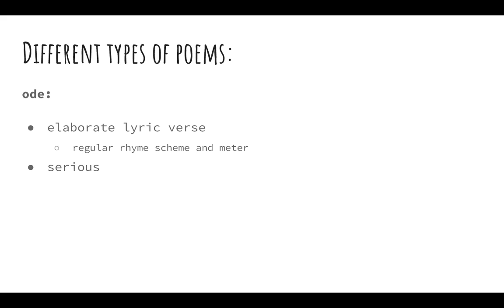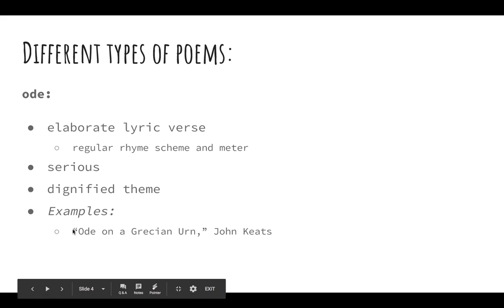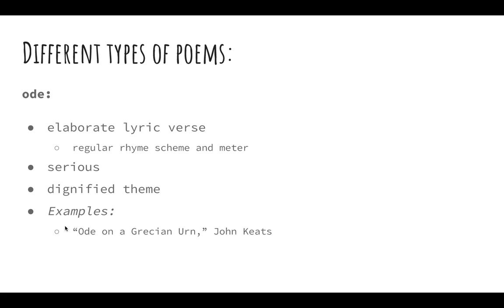Odes are often about serious topics, some sort of dignified theme. So it's always referencing somebody or something that the poet finds very important and worth commemorating within this poem. This one is sometimes easy to find because oftentimes the title of the poem will let you know that it's an ode. So some examples we have are Ode on a Grecian Urn, Ode to the West Wind. You might see that come up very quickly in the title, so then you know what to look for.